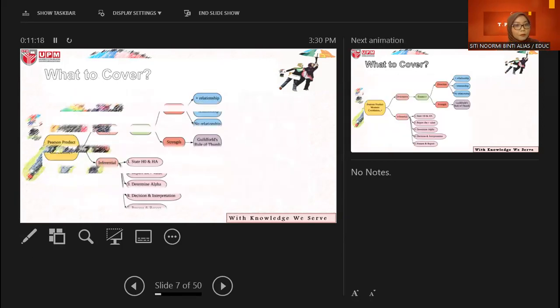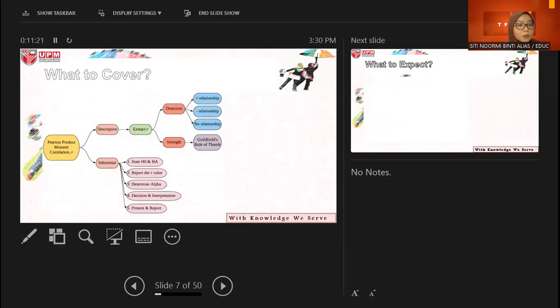Okay, so what do we cover in this topic? We are going to cover the Pearson product moment correlation coefficient, and we are going to describe two things. First, the descriptive part, in which we extract the R value and determine the direction in terms of positive relationship, negative relationship, or no relationship. And based on the R value, we can also determine the magnitude of the relationship, for which we will use the Guilford rule of thumb as a guideline to interpret the magnitude of the relationship.